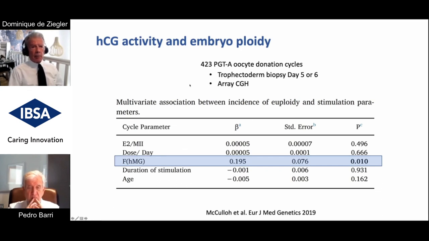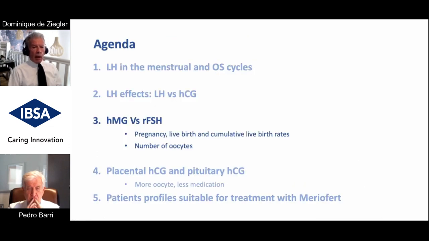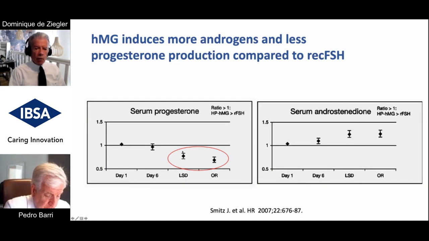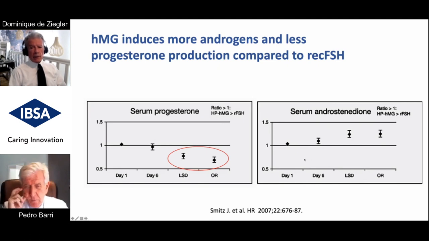Now, in terms of euploidy rate, this is in a multivariate study of the previous study. You have hMG actually has an impact on euploidy rate, which reaches statistical significance. hMG versus FSH. This is what we're going to look at. And this is the study by Smith, which shows that comparing FSH versus highly purified hMG, there is a decrease in serum progesterone toward the later days of the stimulation in the people receiving hMG as compared to the FSH group. And you have actually the opposite for androstenedione.